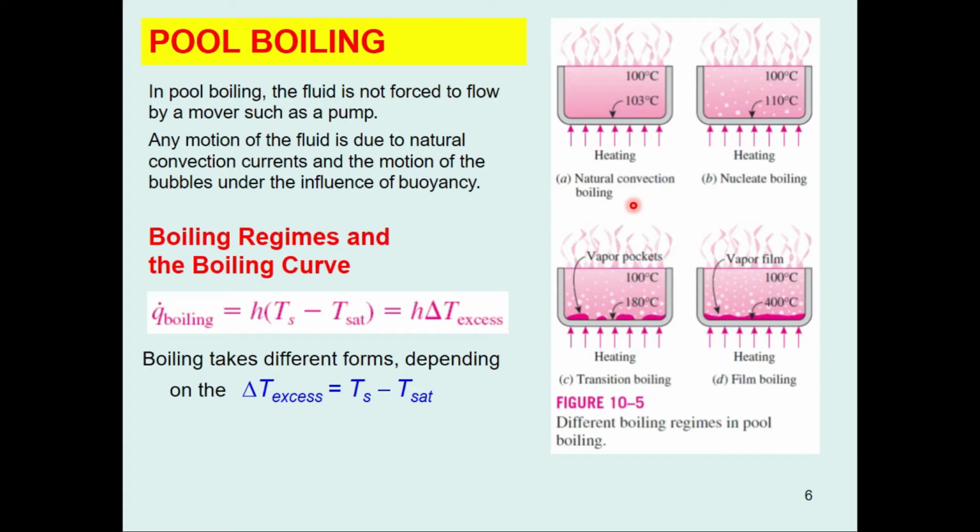And in the second case, if the surface temperature is high and we take the difference between this surface temperature and the saturation temperature, the delta T excess will be equal to 10. So we can say that this kind of boiling will be known as the nucleate boiling. We will also see what is taking place inside the bulk of the fluid, and how the change in the delta T excess will affect the phenomena inside the bulk of the fluid.